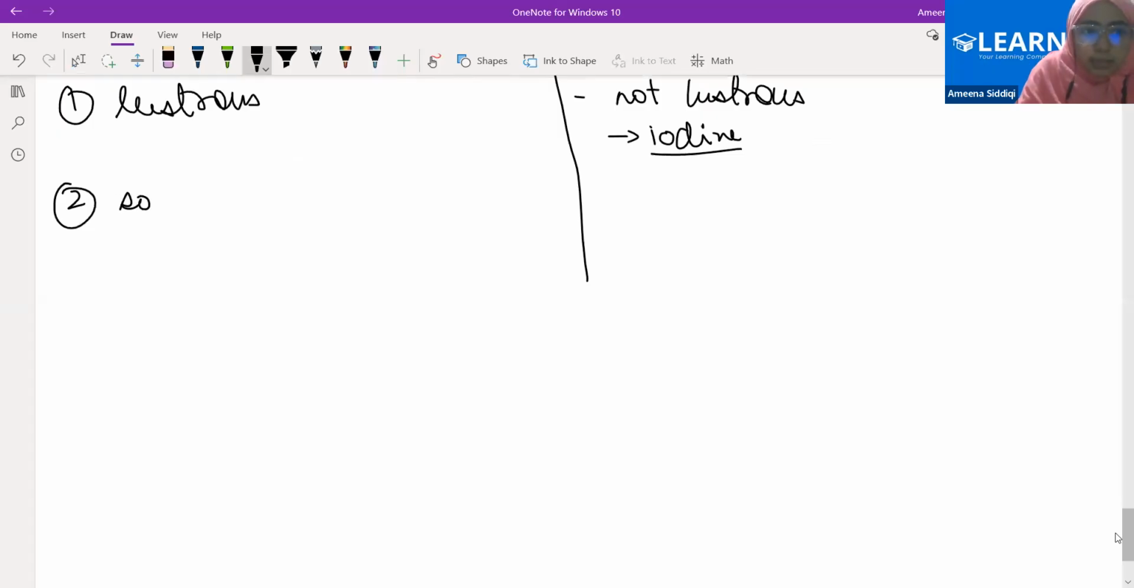Second is sonorous. The metals are sonorous. I hope you know the meaning of sonorous. Sonorous means when anything is beaten, it produces a specific sound. Very good. So non-metals are generally not sonorous.